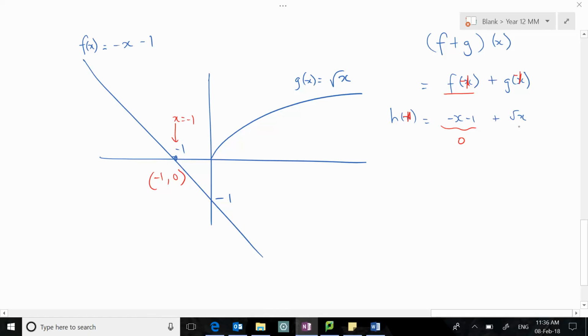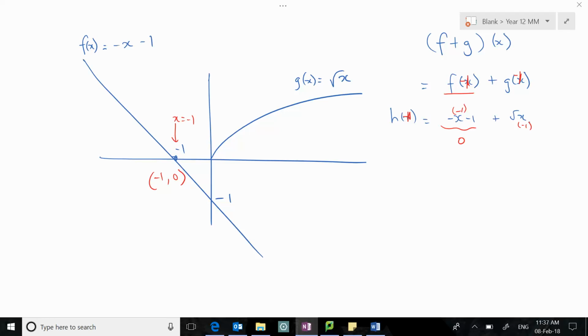If I put a -1 in here, what's the square root of -1? Undefined. So there's an issue, because then what is h of -1? h of -1 would end up being 0 plus undefined. We don't have an answer.